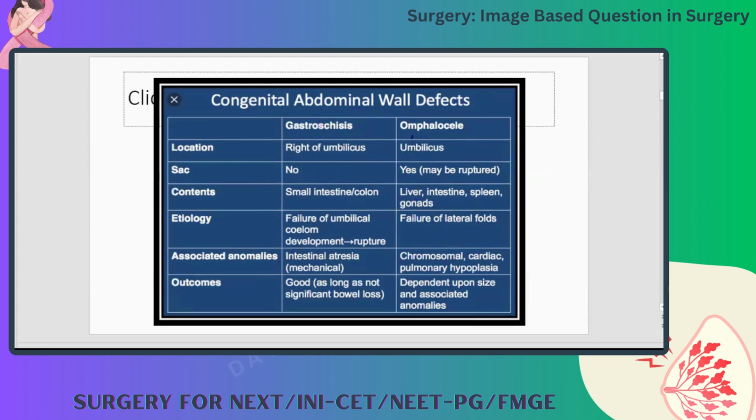See the outcome here, last slide, outcome. It is good. It is dependent upon the size and associated anomalies. It's bad.